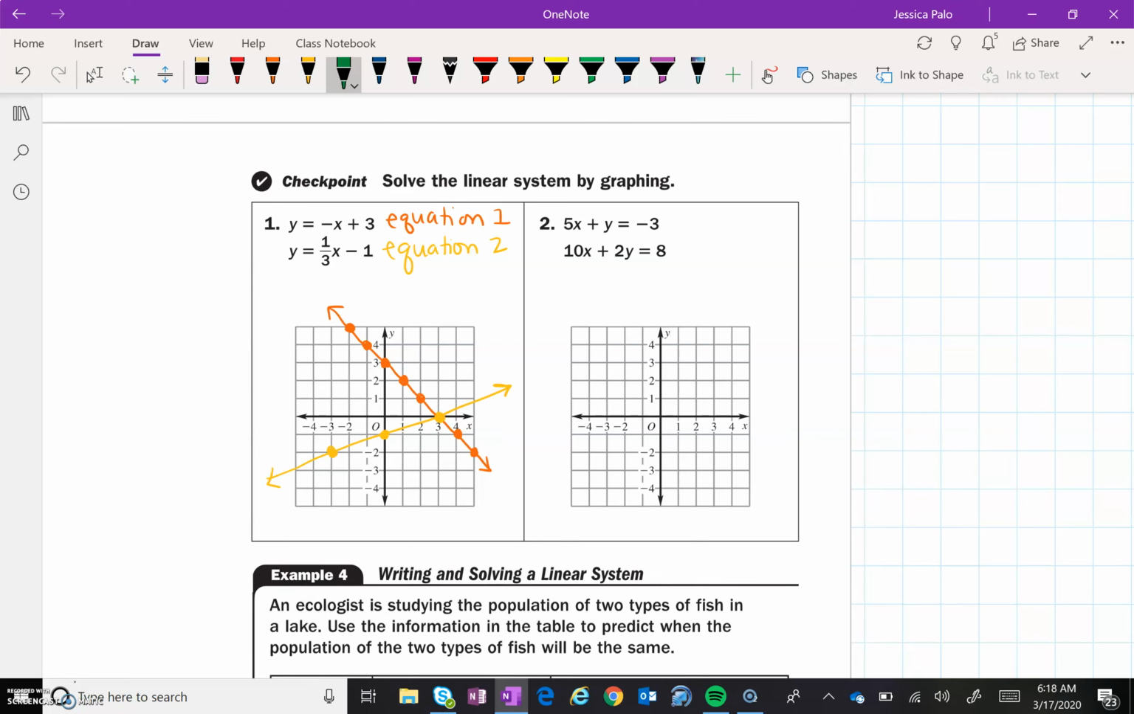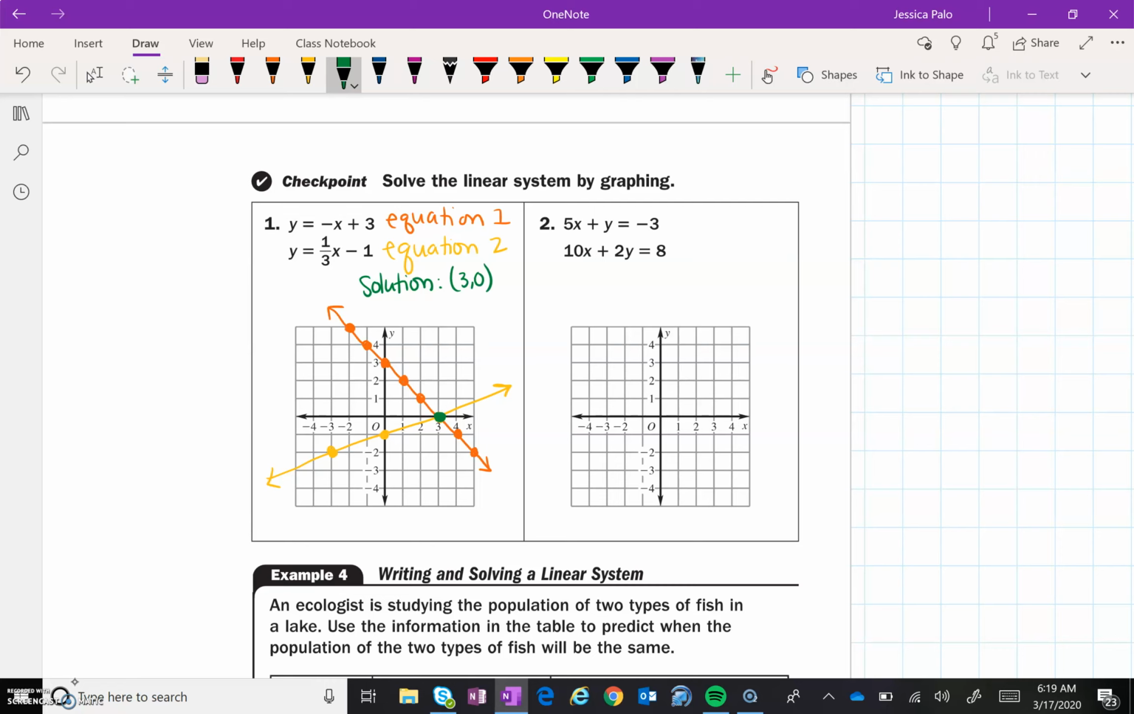Step 2, identify the point of intersection. I found it. I'm going to turn it green. What is the point of intersection? 3, 0. The point of intersection is 3, 0.